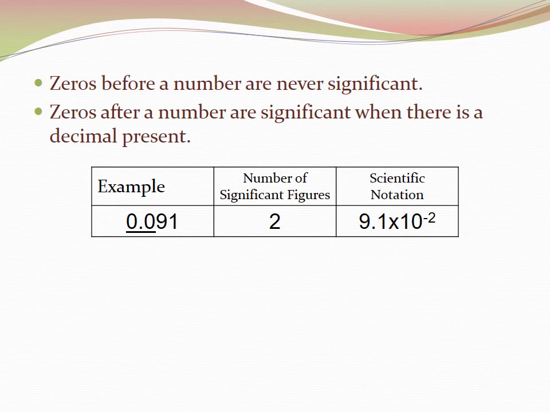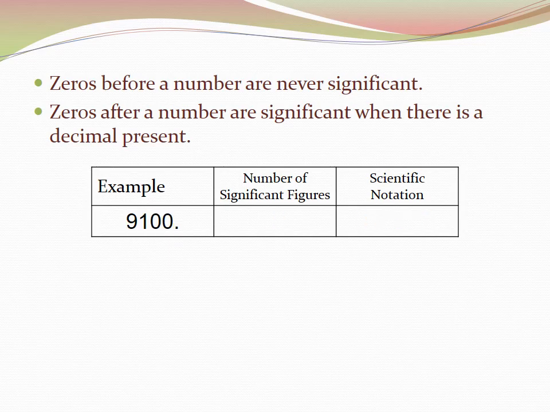9.1 times 10 to the negative 2 because the decimal had to move 2 spots to get behind the 9. And negative because 0.091 is a small number. Small numbers get negative exponents.